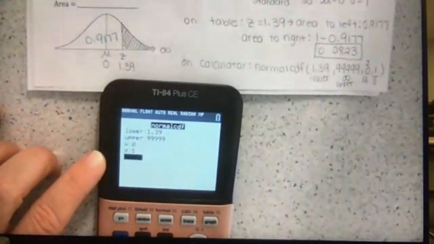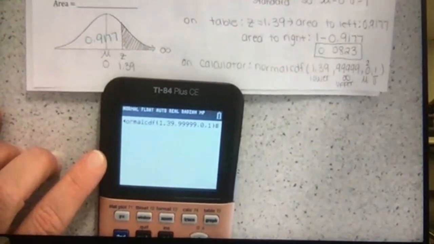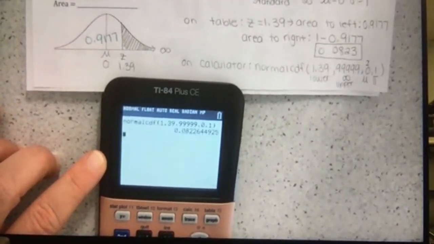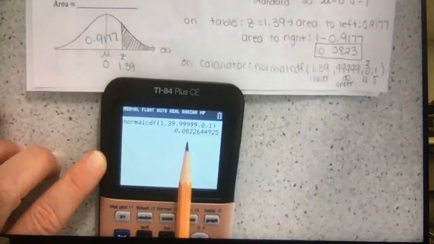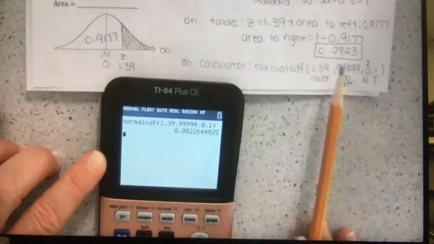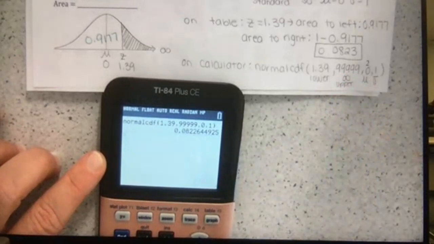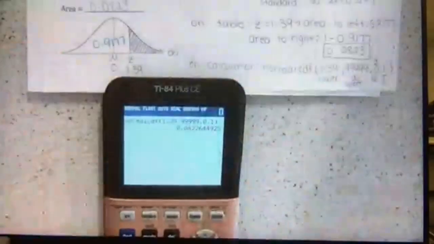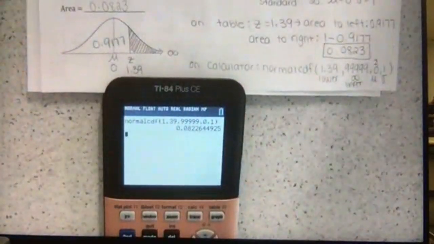Going down to paste, no matter if you have an older calculator or a newer calculator, it should all look like this. Pressing enter, we get 0.08226, which would round to 0.0823. So same answer, either way, whatever floats your boat. We talked about area to the left, we talked about area to the right. On the next page, we're going to do our third scenario, which was the area between the two, the area between two values.